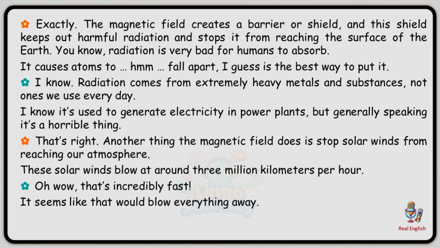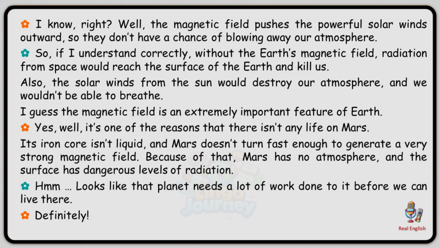That's right. Another thing the magnetic field does is stop solar winds from reaching our atmosphere. These solar winds blow at around 3 million kilometers per hour. Oh, wow, that's incredibly fast. It seems like that would blow everything away. I know, right? Well, the magnetic field pushes the powerful solar winds outward, so they don't have a chance of blowing away our atmosphere. So, if I understand correctly, without the Earth's magnetic field, radiation from space would reach the surface of the Earth and kill us. Also, the solar winds from the sun would destroy our atmosphere and we wouldn't be able to breathe.